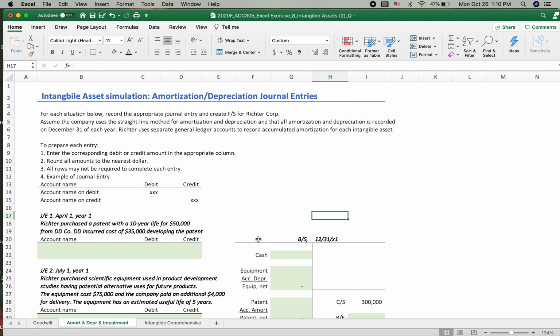Assume the company uses the straight-line method for amortization and depreciation, and that all amortization and depreciation is recorded on December 31st of each year. That is the simplest case. And Richter uses a separate account to record accumulated amortization for each intangible asset.